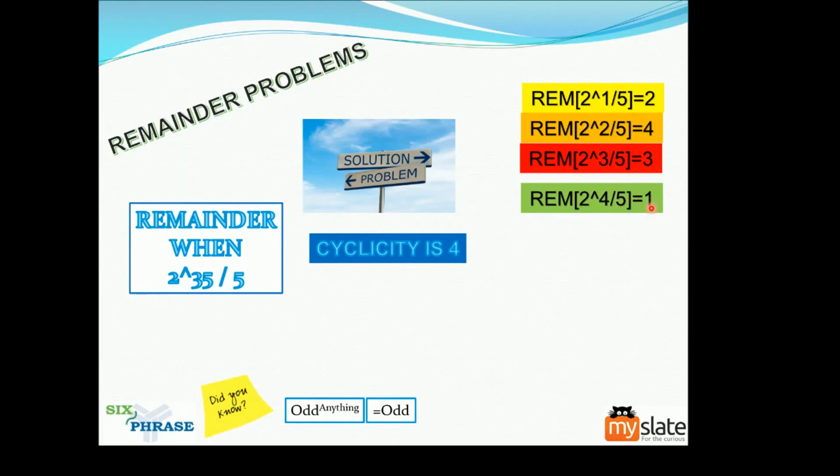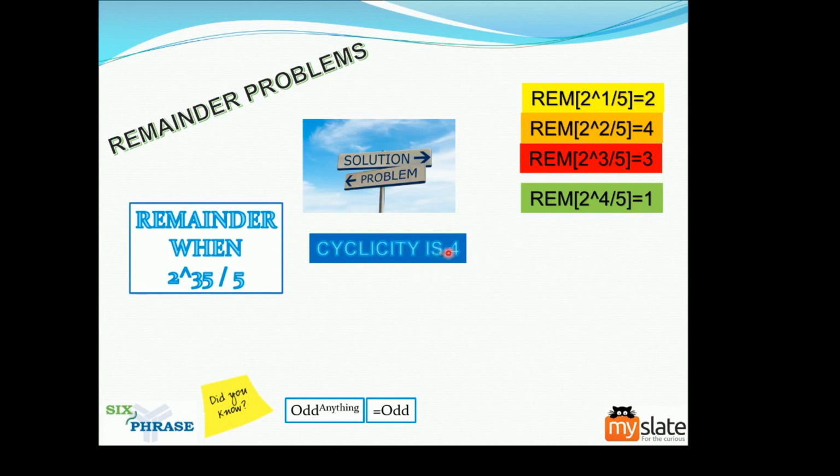And the interval is 4. Once every 4 numbers, this cycle keeps repeating, right? 2, 4, 3, 1, 2, 4, 3, 1, 2, 4, 3, 1. Once you reach this 1, again it will be 2, 4, 3, 1. So you have to look for this number 1. Whenever you get this number 1, your cycle is complete. In this case the cycle is 4, so that's why the cyclicity is 4.